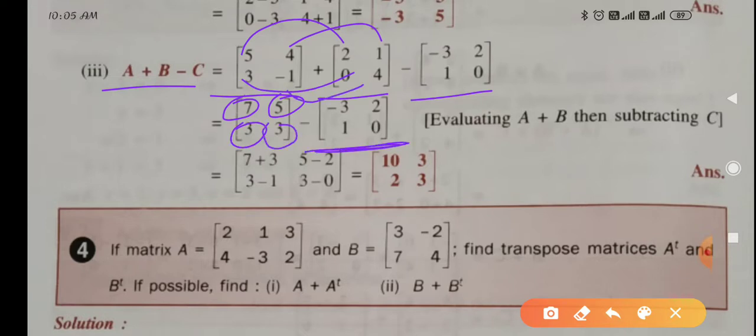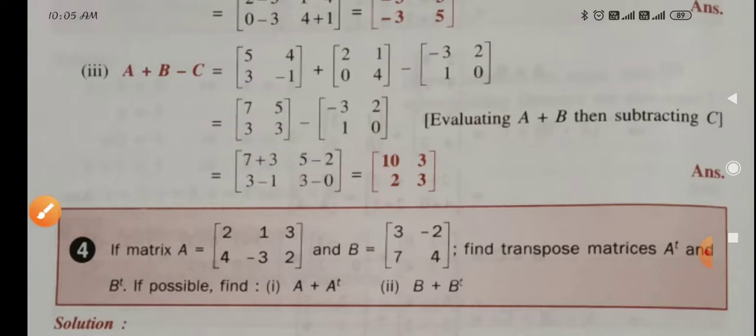So how to subtract? 7 minus minus 3, 7 plus 3 it will become 10, 5 minus 2, second minus second element, 3 minus 1 and 3 minus 0. So it is coming 7 plus 3 is 10, 5 minus 2 is 3, 3 minus 1 is 2, 3 minus 0 is 3. So like this you can subtract.